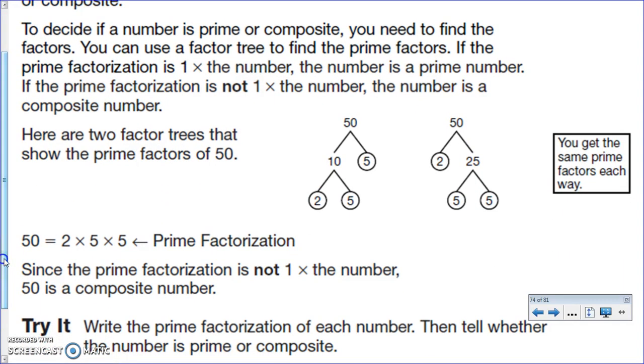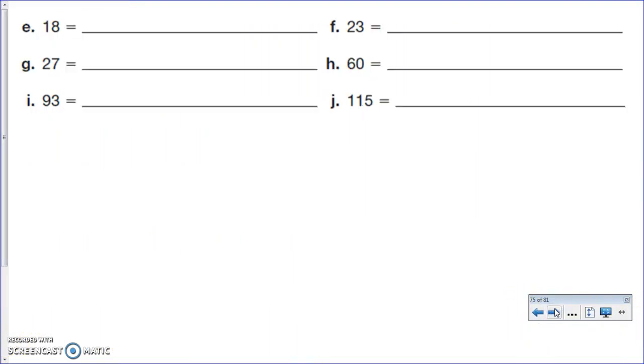Try it. Write the prime factorization of each number. Then tell whether the number is prime or composite. So we're going to start here with E, with 18. So we're going to draw that. And we're going to start by picking two factors of 18 that we can multiply together to get 18. So we'll start with 2 and 9.